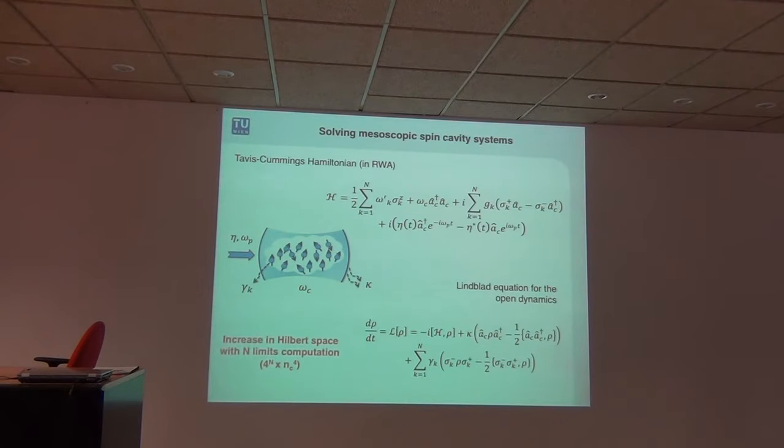So, but the main constraint in this case is the Hilbert space would immediately start increasing as you increase the number of spins. So once you go beyond one or two or three spins, you cannot have any exact solutions of the quantum regime. So this is one of the main points that we want to attack. Now, there have been several novel approaches to solve this Lindbladian, going to different limits.